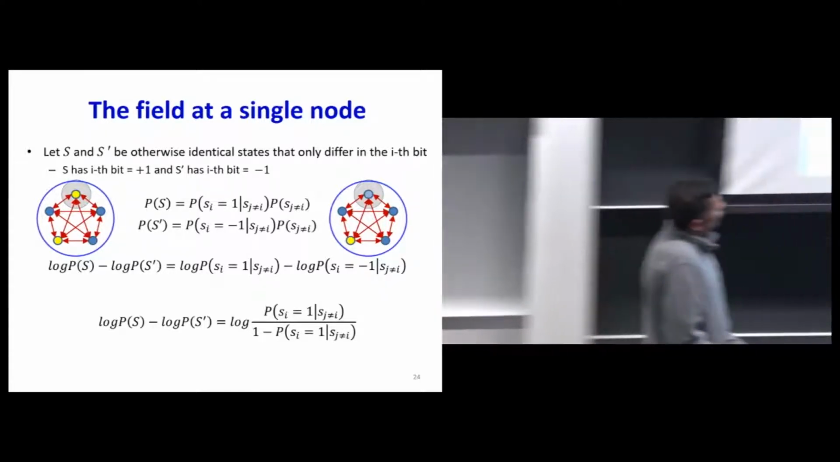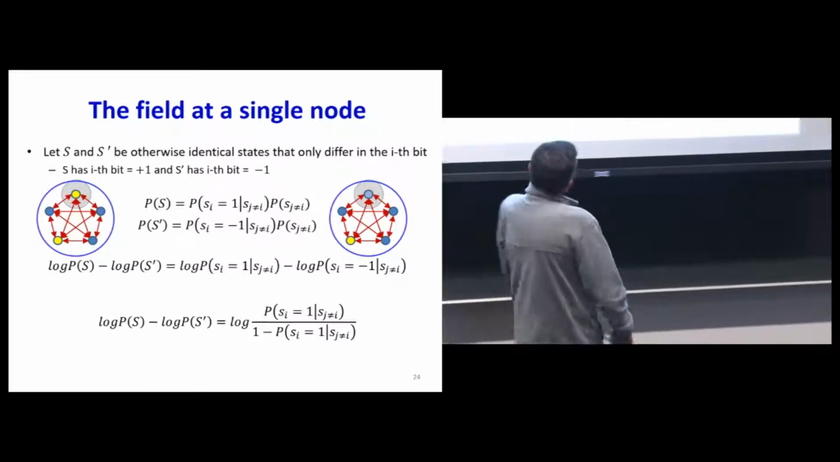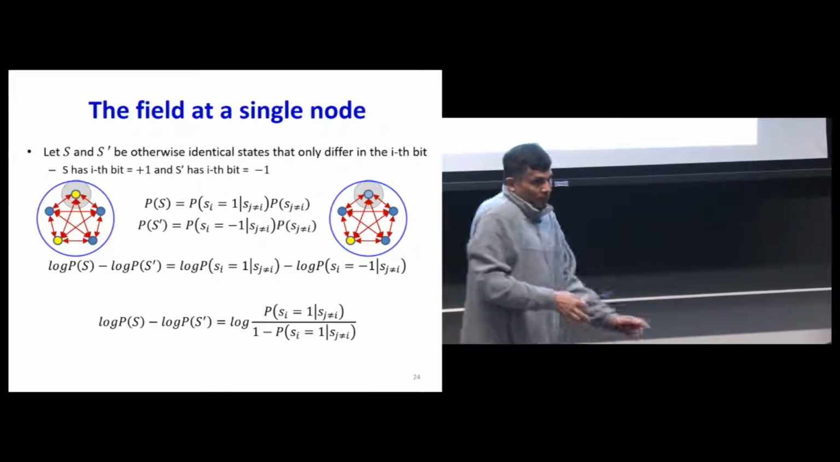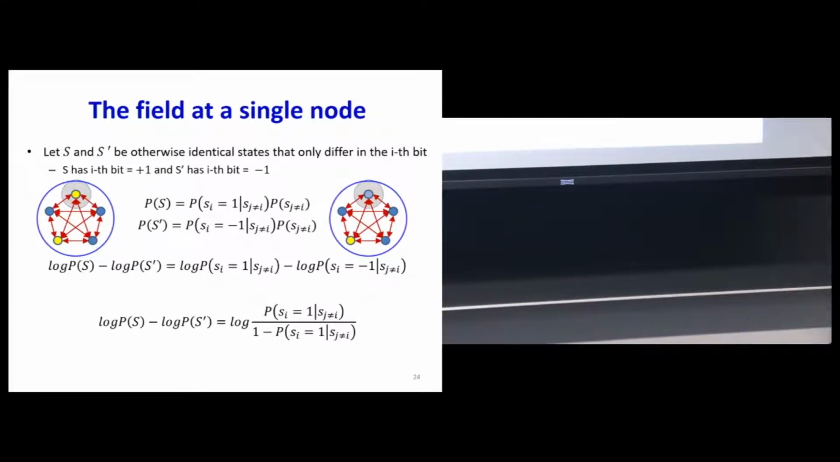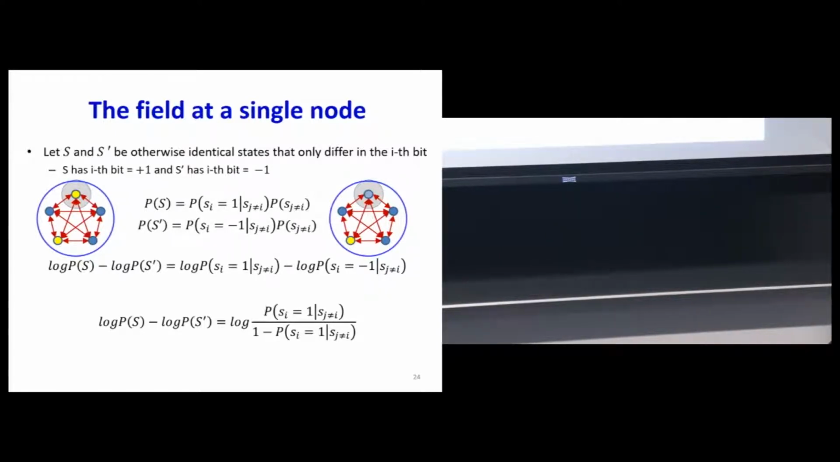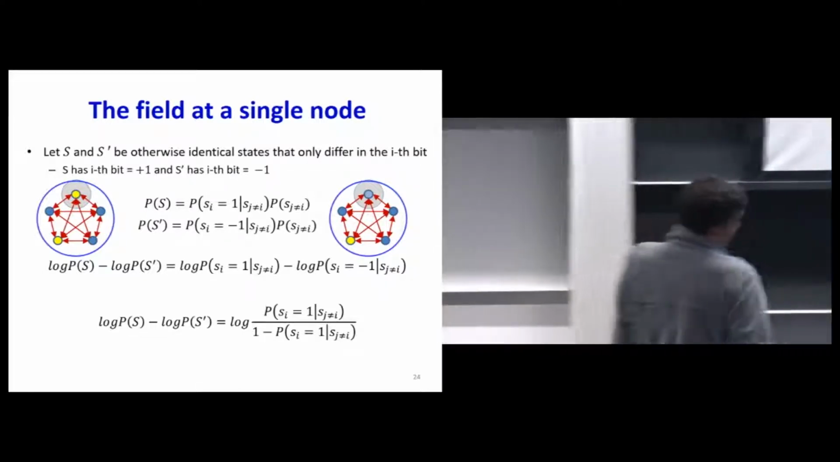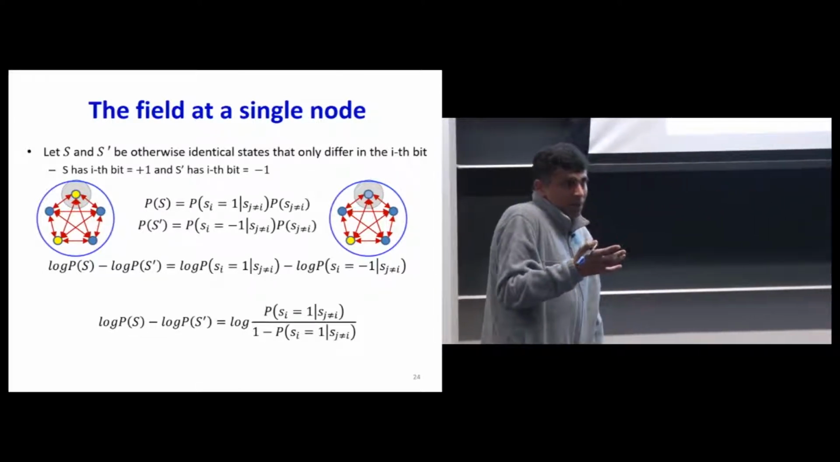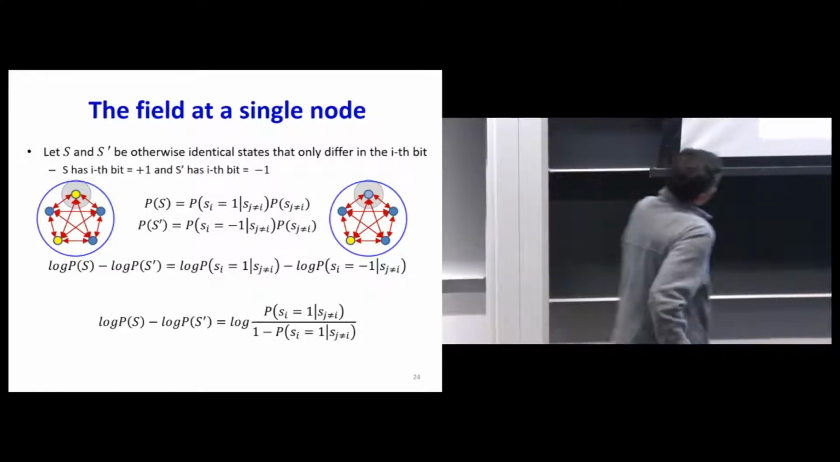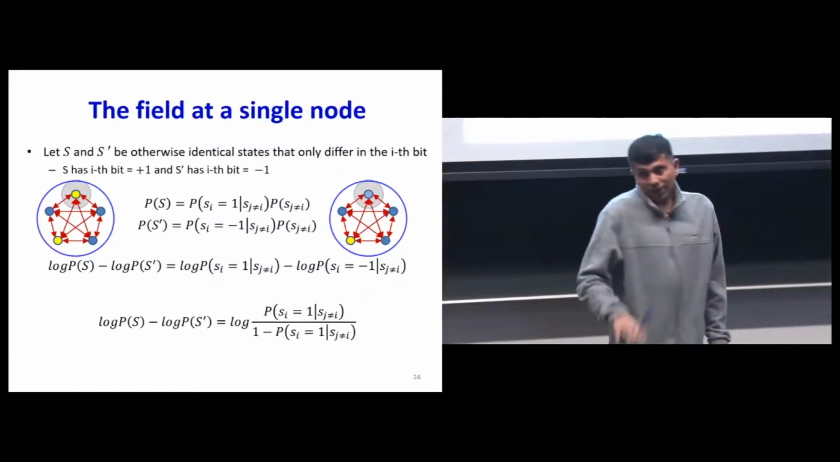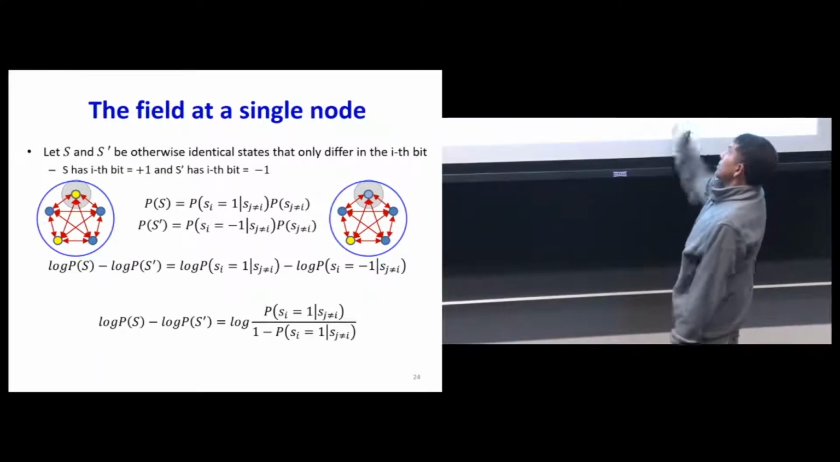So for the probability of the two patterns, it's P of S_i equals +1 given the rest of the bits times the probability of the rest of the bits. And the probability of S prime, which is the same as S but with the ith bit having a value -1, is P of S_i equals -1 given the remaining bits times the probability of the remaining bits.